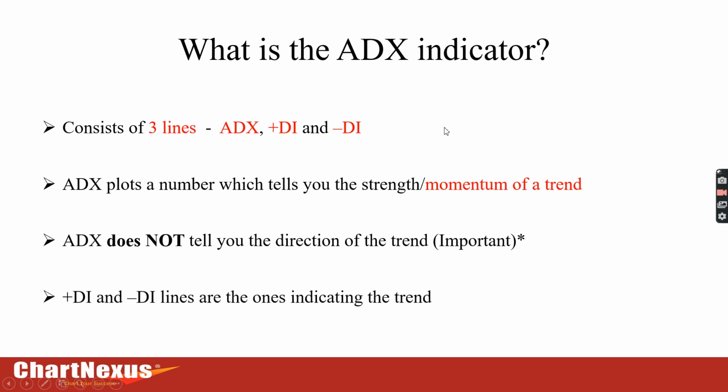Now that is for the ADX line. Of course, we usually plot two more lines, which are the plus DI and the negative DI lines, onto the ADX indicator. DI in this case just means directional indicator. Positive directional indicator means uptrend, negative directional indicator means downtrend. So these two lines are the ones that will be telling you if it is on an uptrend or a downtrend.